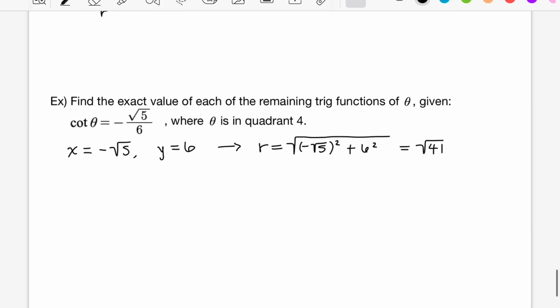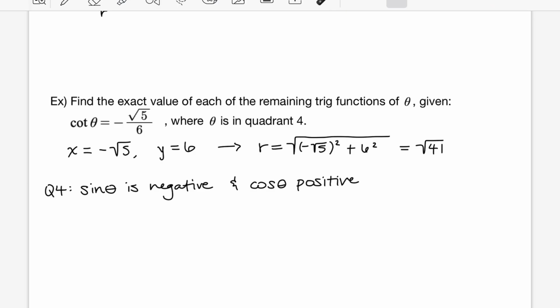Now notice, we're also told that theta is going to be in the fourth quadrant. So, if we're looking in the fourth quadrant, we know that sine theta is negative, and cosine theta is going to be positive. With this information, we'll also be able to determine the sign of the other three trig functions.